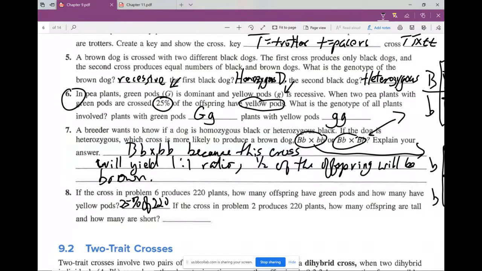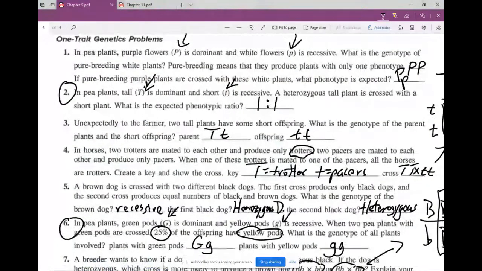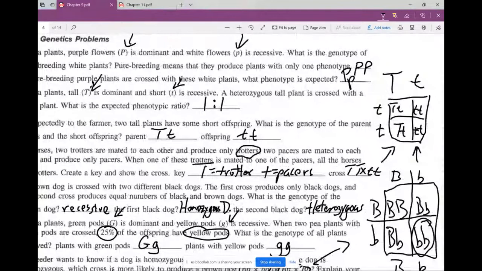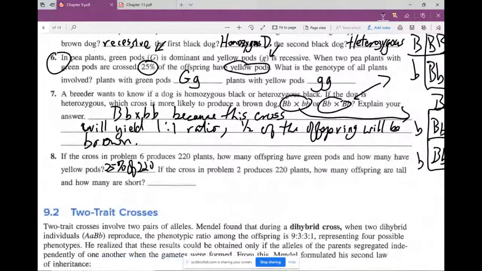Part 2: how many of the offspring are tall and how many are short? Number 2. The 1-to-1 ratio is this one. Yeah. Okay. So that's a little bit easier to think about. How many offspring are tall and how many are short is going to be the same number, 110.